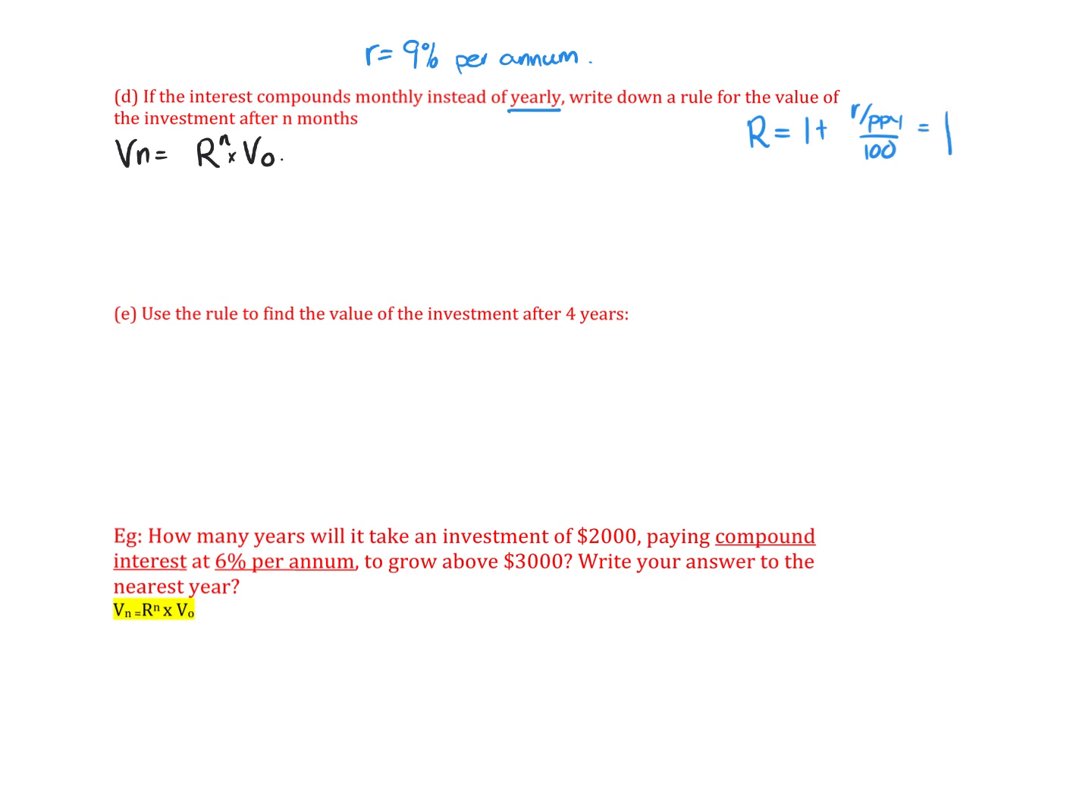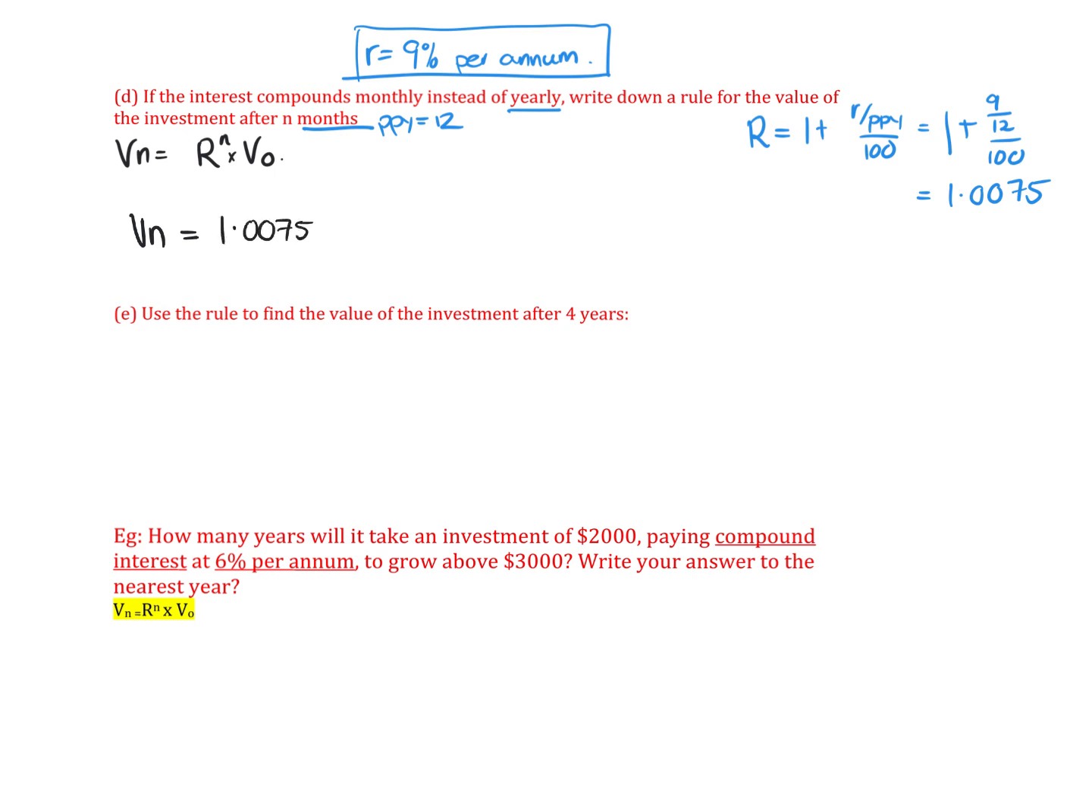So in this example, now we're changing the 9. Now we want to do per month. What's PPY if there's months? How many times in a year? Yeah, 12. So we're going to do 9 divided by 12 over 100. Let's pop that in your calculator. So the nth term for a monthly formula is 1.0075, because this is monthly, to the power of n, still times the same amount, which is 10,000.